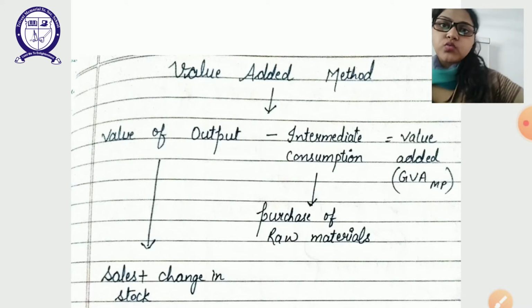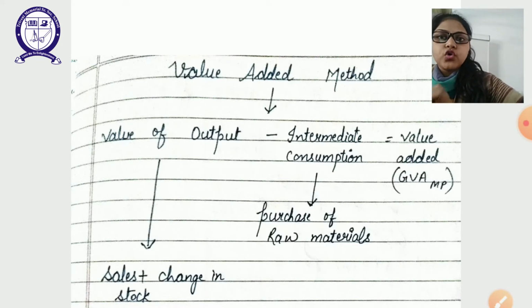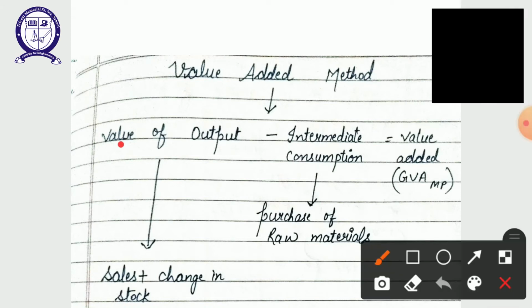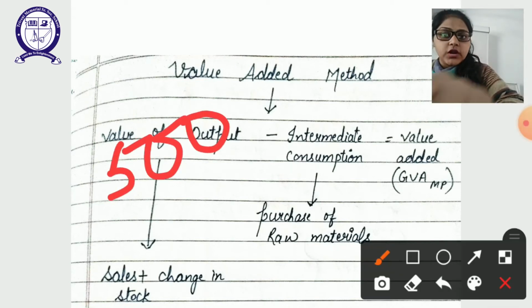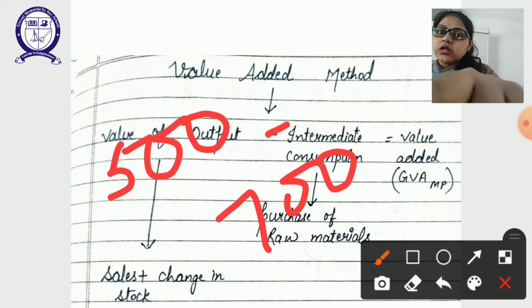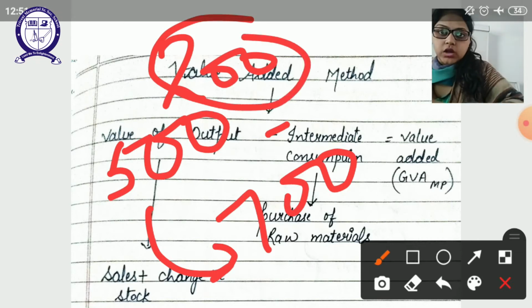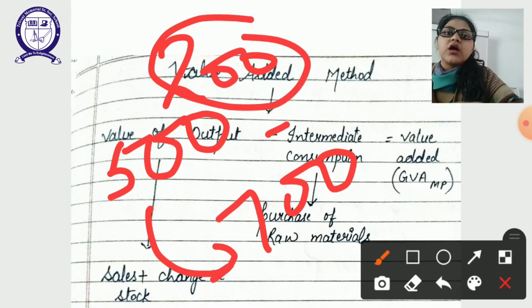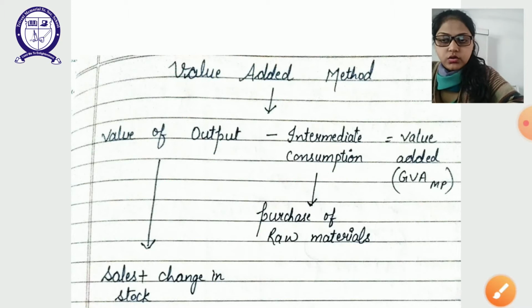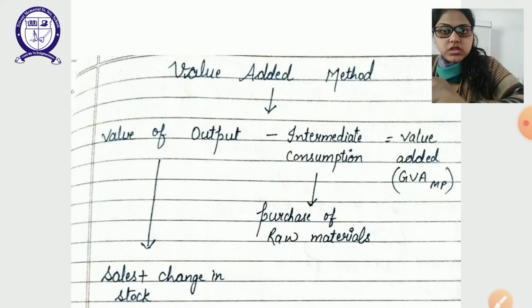Value added method means when we add value to the product. For example, if you have purchased flour of rupees 500 and you are reselling it by converting it in the form of cake or something in 700. That means whatever you have bought of 500, you are selling it of 700. So you have added approximately 200 rupees to that product. And this 200 is the value added in that product. That value which you have added by yourself.